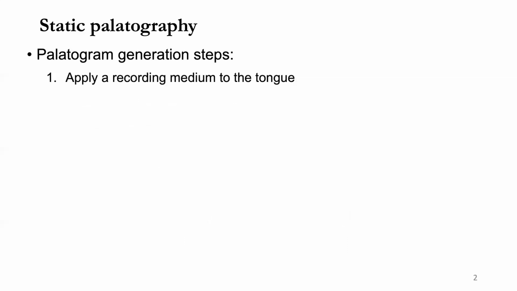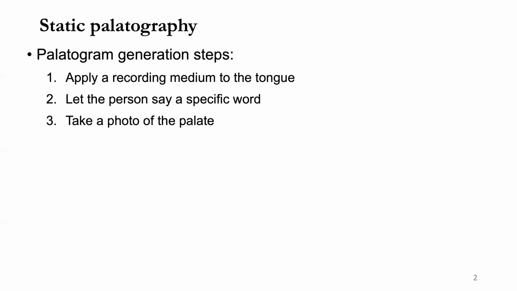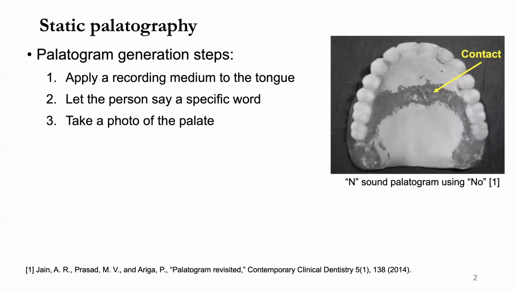Static palatography has been used to generate a graphic representation of the tongue's contact with the palate during a specific speech task. This method generally includes 3 steps. First is to apply a recording medium to the tongue. Second is to let the person say a specific word, and then take a photo of the palate. Here is an example of the palatogram.